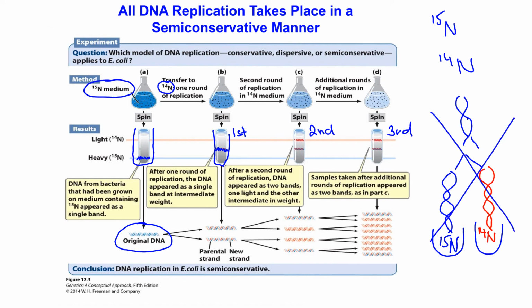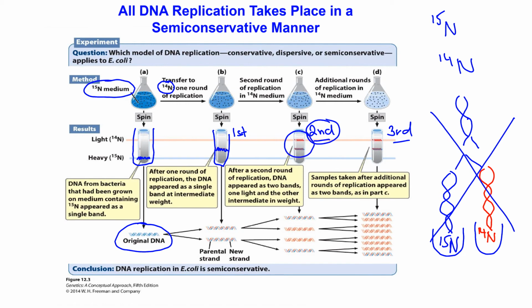You recall, in the dispersive mode of replication, you have pieces of old and new DNA in one DNA molecule. So the DNA molecule contains both heavy and light nitrogen, and we would also have only one band. So the answer was actually given after the second and third rounds. After the second round of replication, what they observed was two bands. This immediately ruled out the dispersive mode of replication.